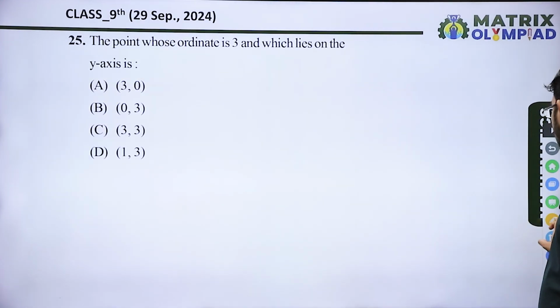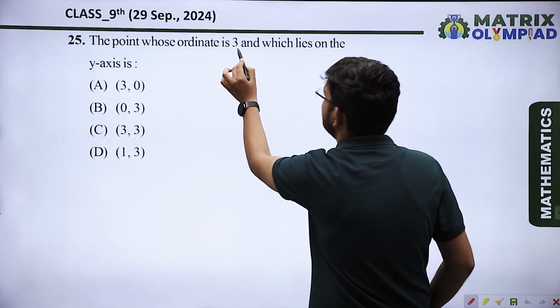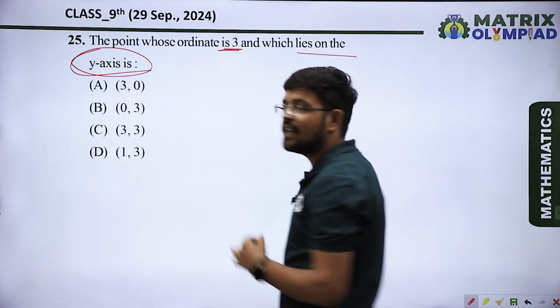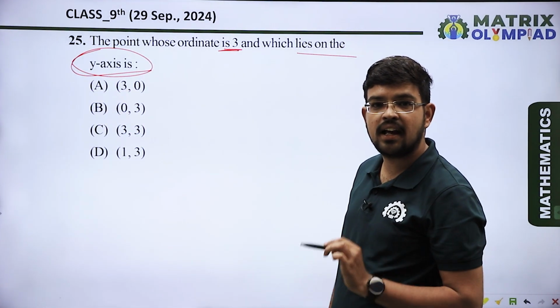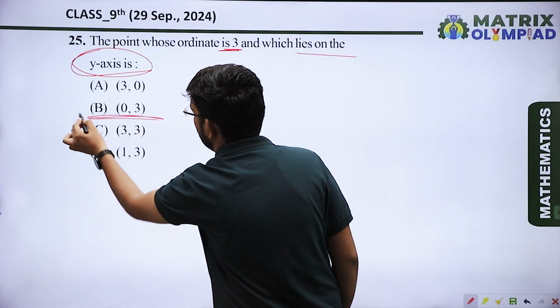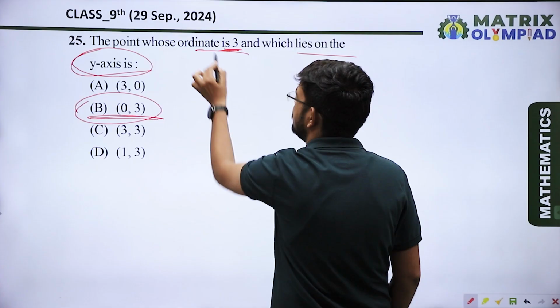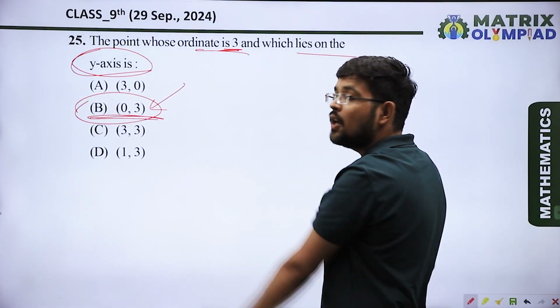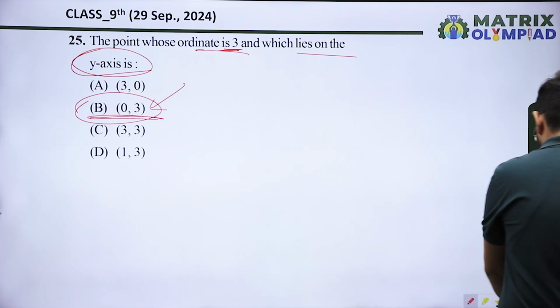Next, your question is: the point whose ordinate is 3 and which lies on the y-axis. Any point lying on the y-axis has its x coordinate as 0. So in option C only, the x coordinate is 0 and the ordinate is 3. Yes, here the ordinate, that is the y coordinate, is 3. So option B is the correct answer.